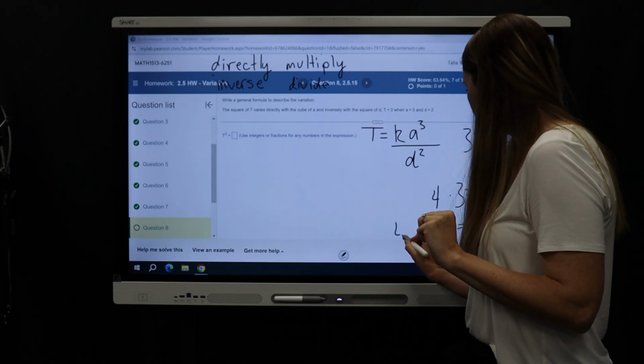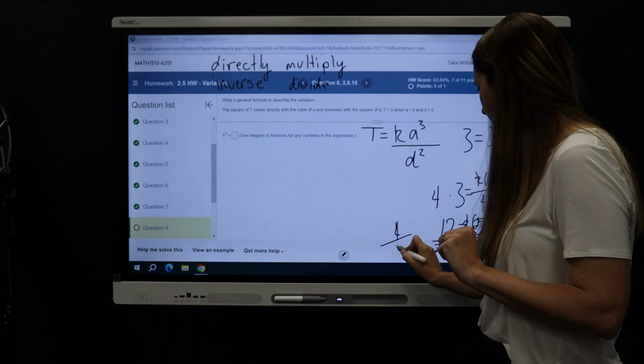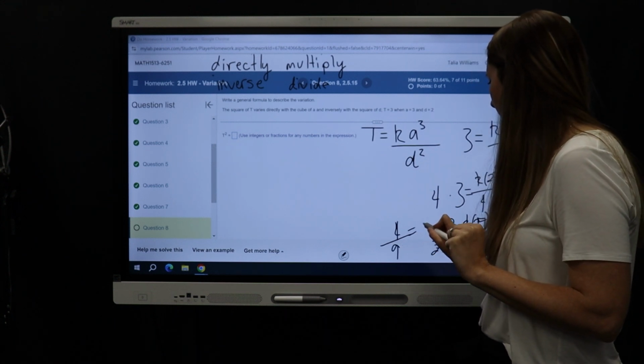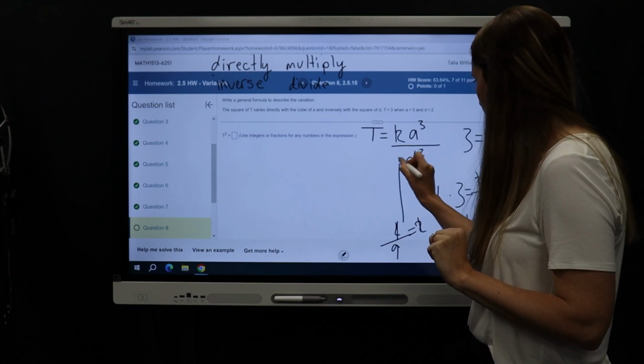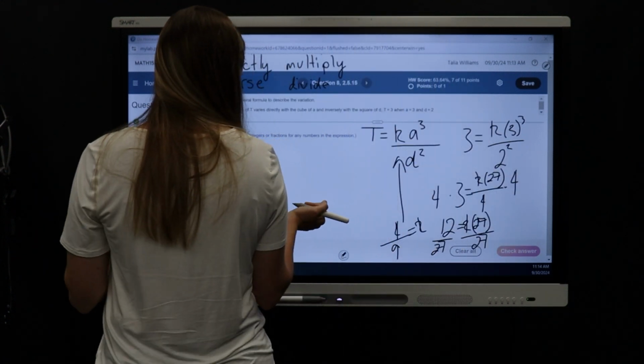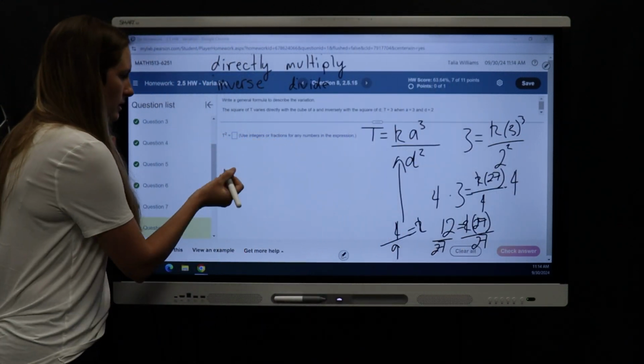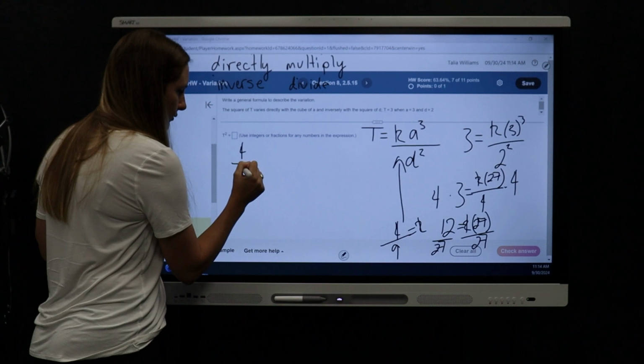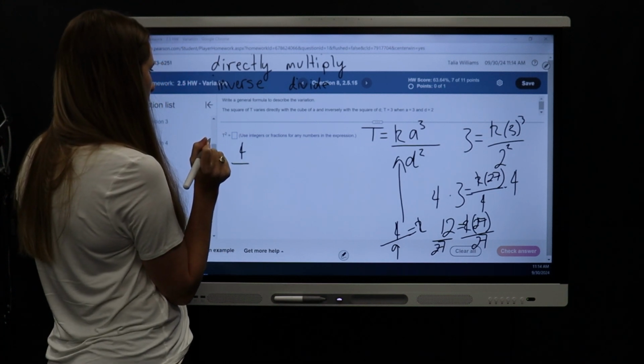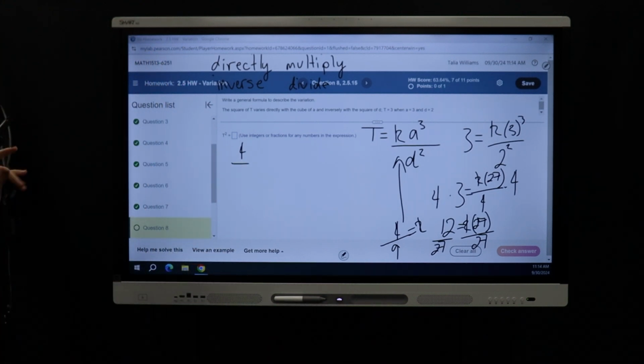3 goes into 12 4 times, and 3 goes into 27 9 times. So 4/9 equals k, and that's what we're going to plug in here. So we're going to get 40. This is wrong.